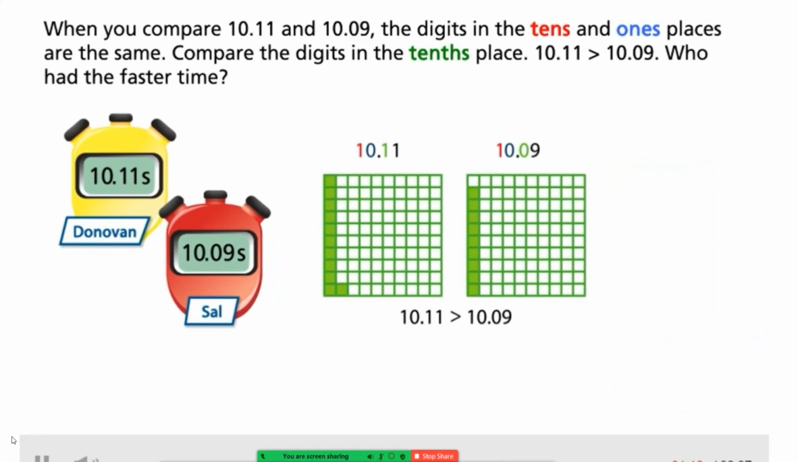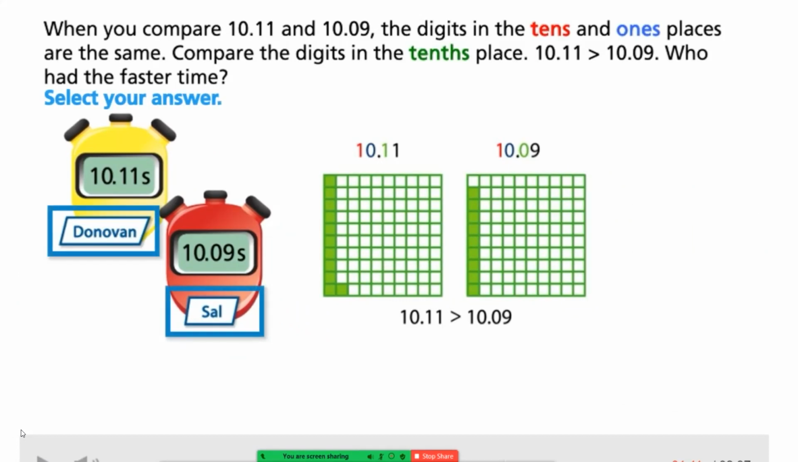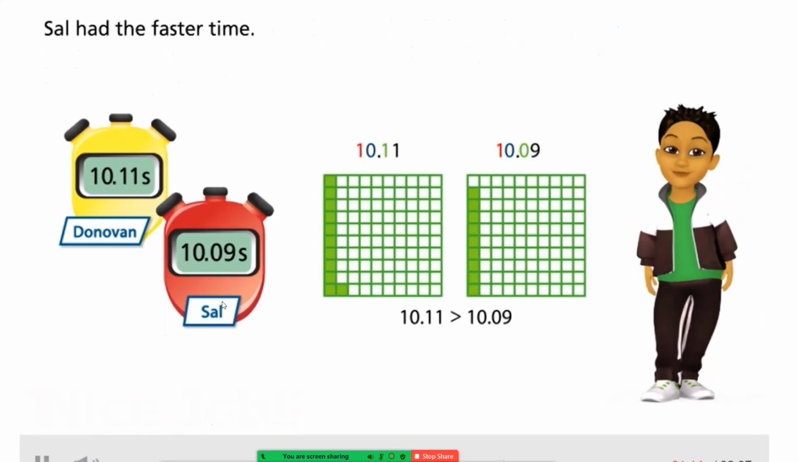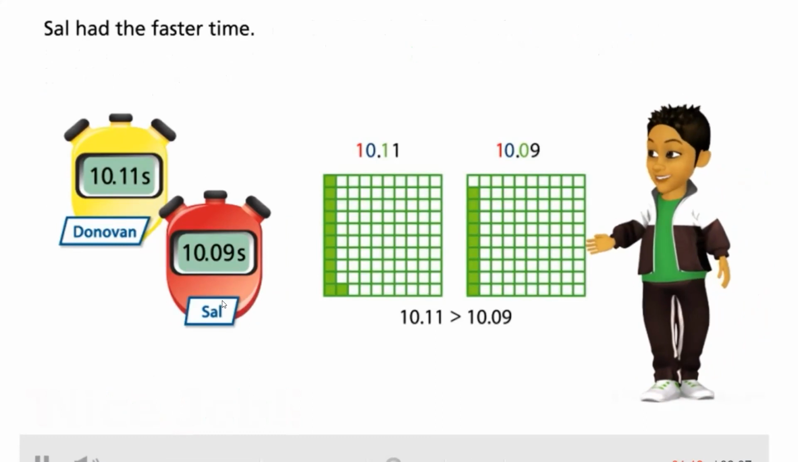Who had the faster time? Select your answer. Sal had the faster time. The smaller decimal is the faster time.